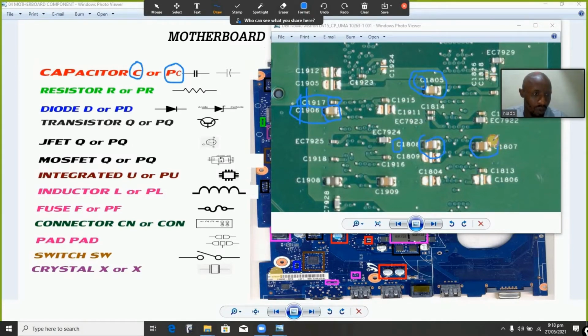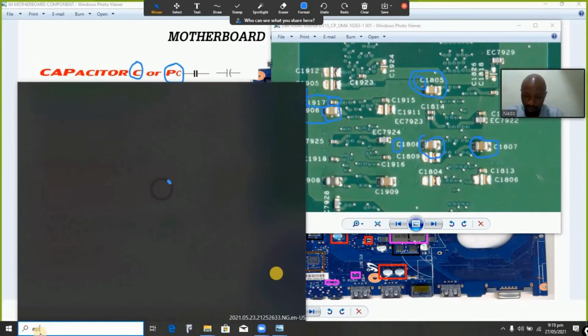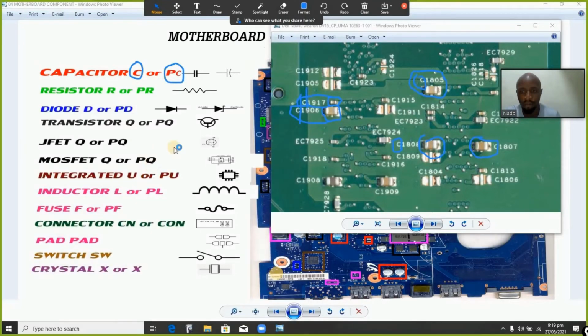And if you get to schematic, they are always represented with C and PC too. Sometimes they also use EC, but it's not common at all. But mostly, whenever you have capacitor, you have C or PC. We have different types of capacitors. We have polarized capacitors, and we have non-polarized capacitors.